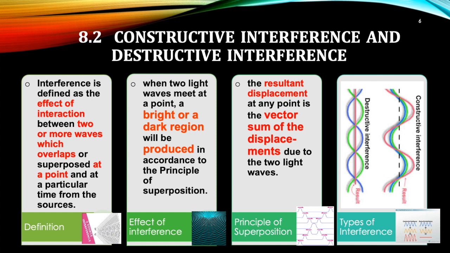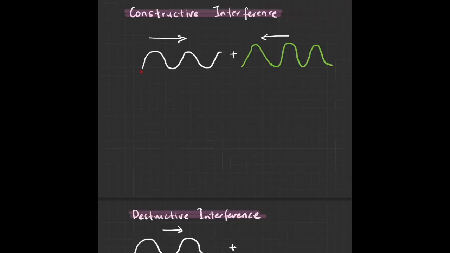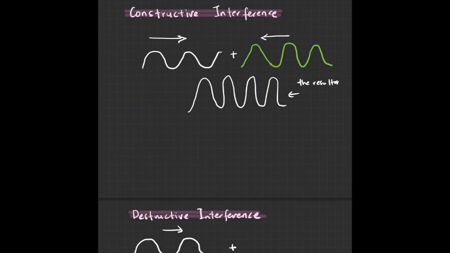There are two types of interference: constructive interference and destructive interference. Here we have two waves propagating in different directions and superposing or overlapping. The reinforcement of the resultant amplitude of the waves will produce a bright fringe, or constructive interference.